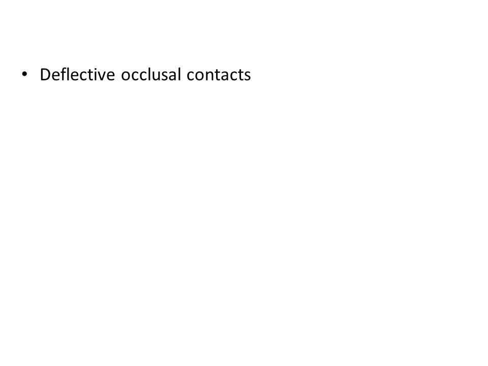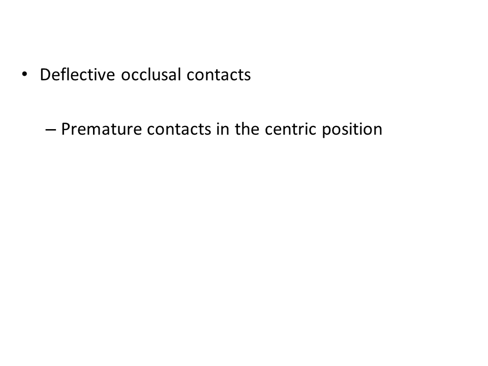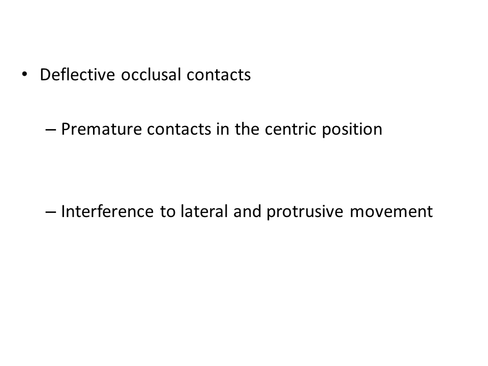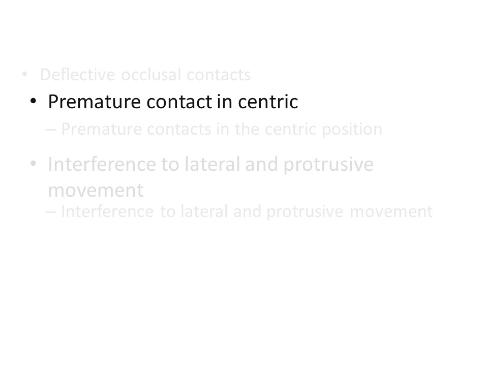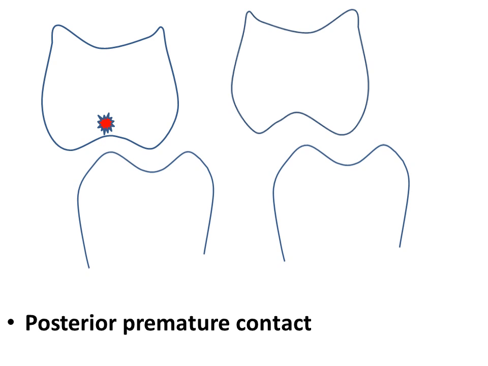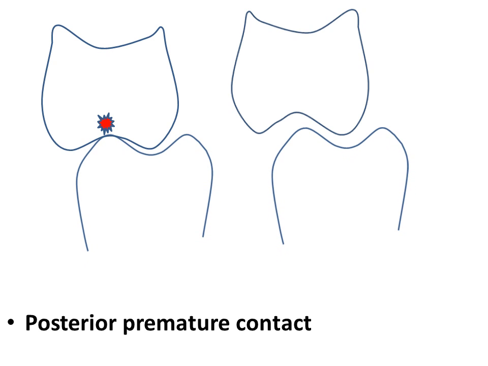Deflective occlusal contacts may be broadly characterized as interferences to the centric position and interferences to lateral and protrusive movement. Premature contacts in the centric position. The slide illustrates a premature contact in centric.